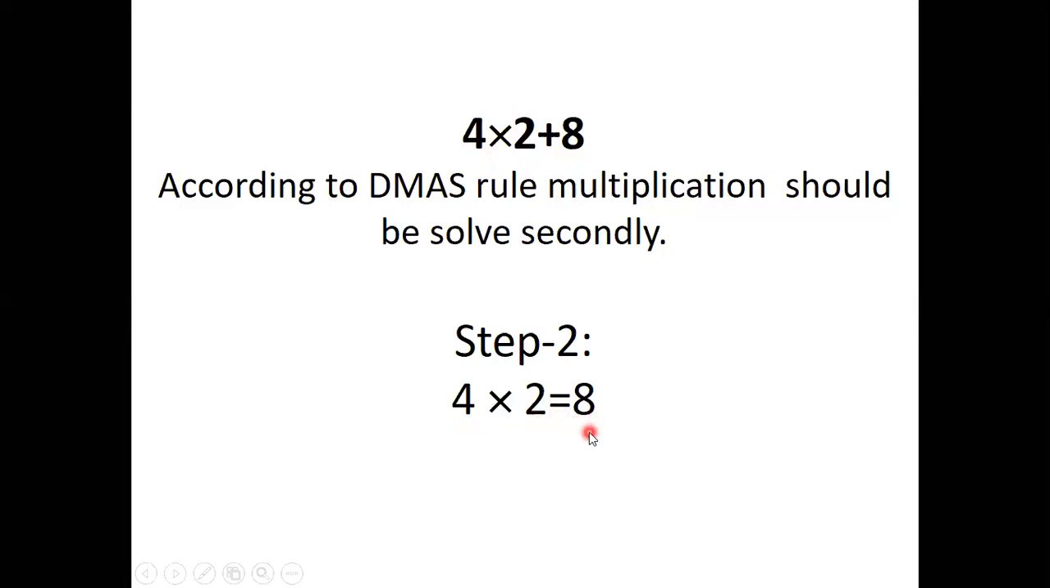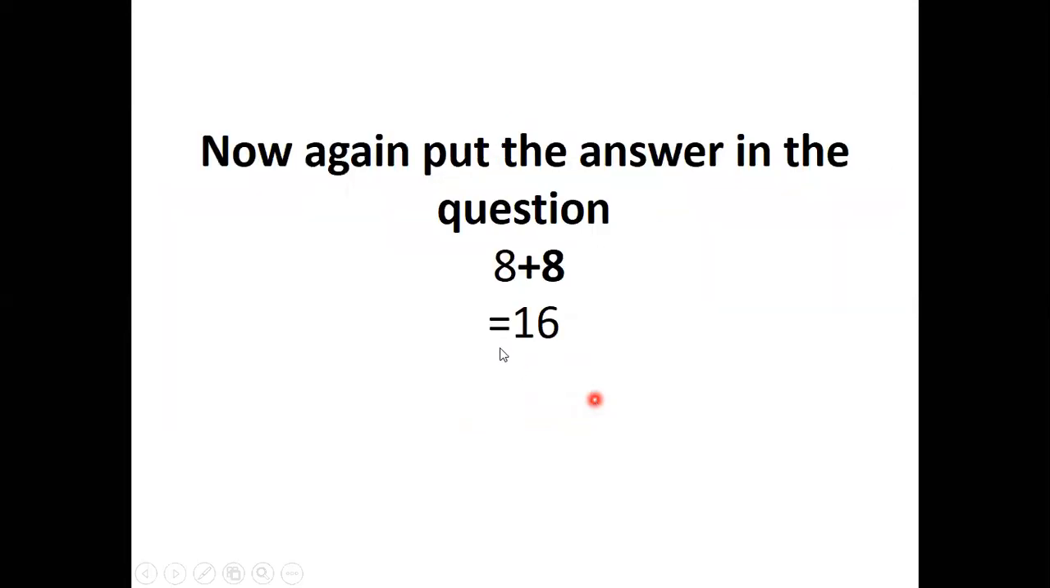Now again I got my answer, that is 8. Now I'm going to replace my question with the answer. I'm not going to write 4 multiplied by 2. I'm going to put the answer in place of 4 multiplied by 2. That is this. And then the last value which was left was plus 8.